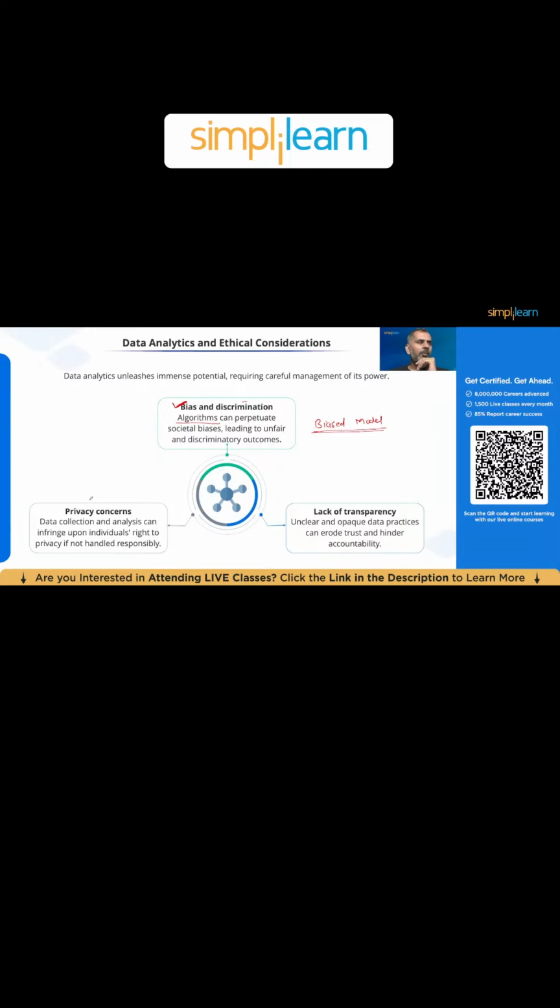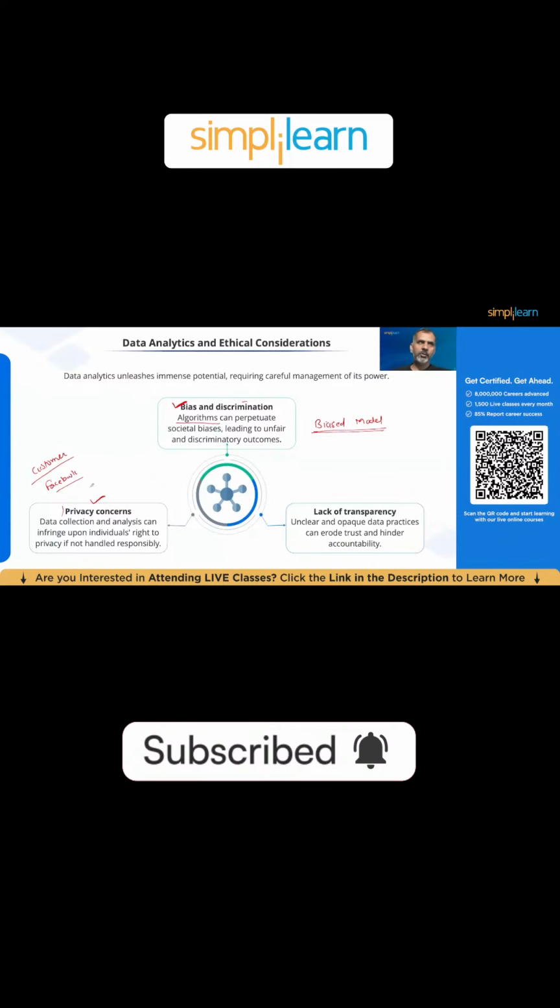Privacy concern is another thing. Data collection and analysis can infringe upon individual rights of privacy if not handled responsibly, because use cases such as customer segmentation or Facebook friend recommendations require you to collect certain personal information of individuals: the demographic details, the gender, the age, even political opinion, interests, hobbies. All this information is considered personal information. If you do not handle it properly, it can be used in other ways, and you can impersonate a person. A digital entity can be created which is going to impersonate a real identity. So it is very important to have data ethics in the process of data analytics.